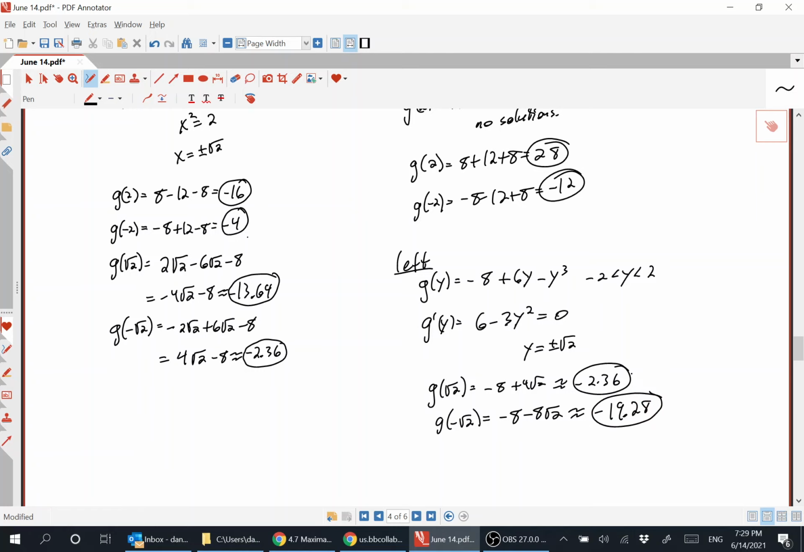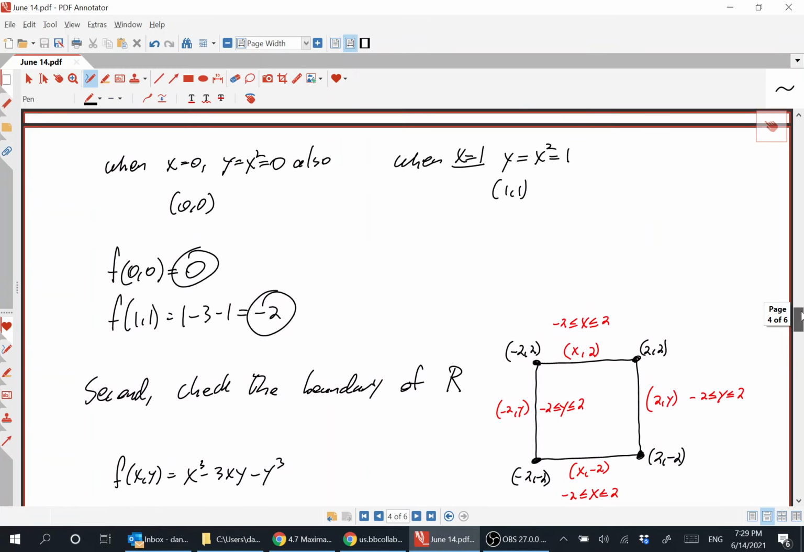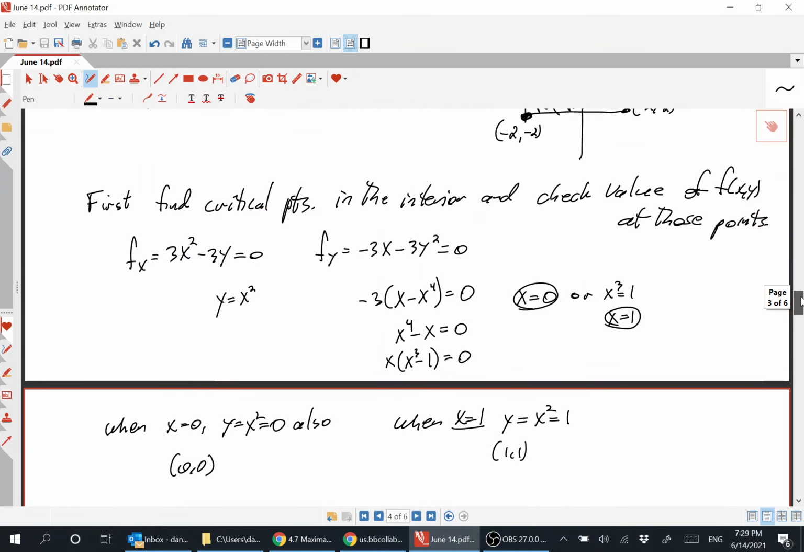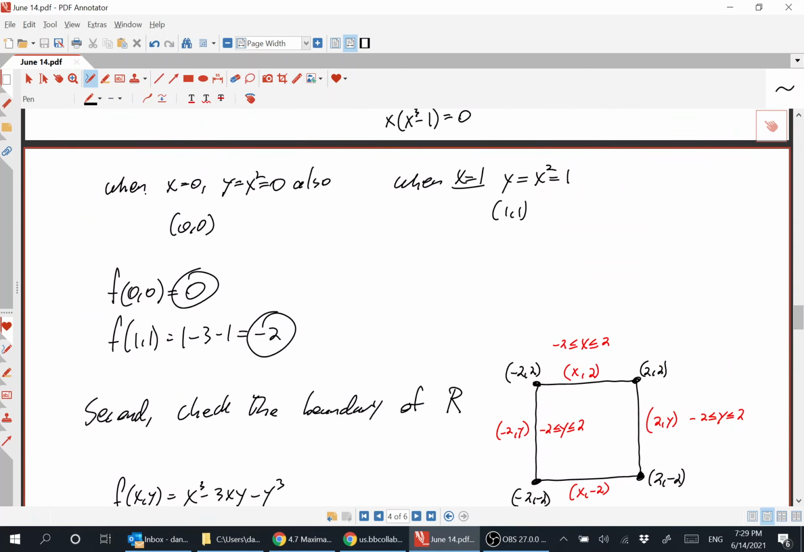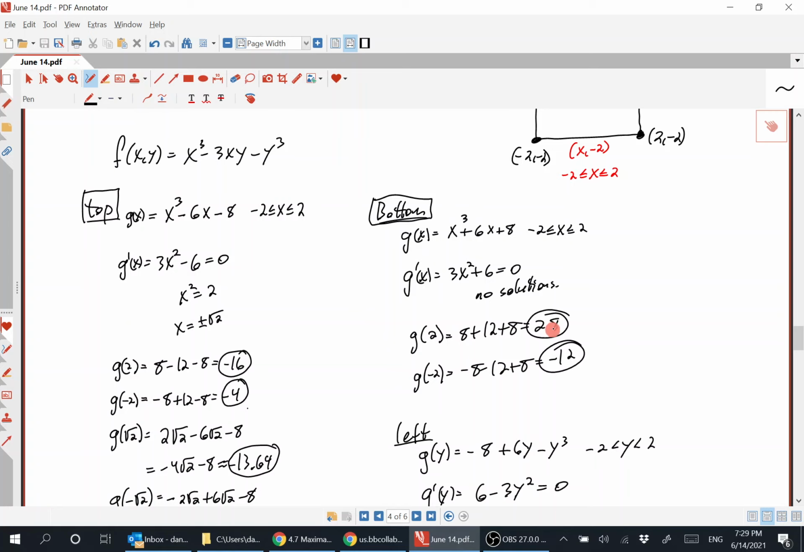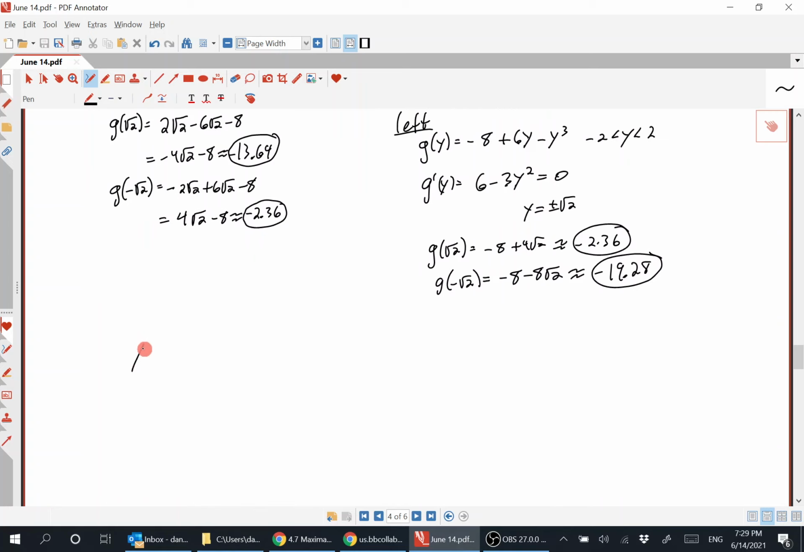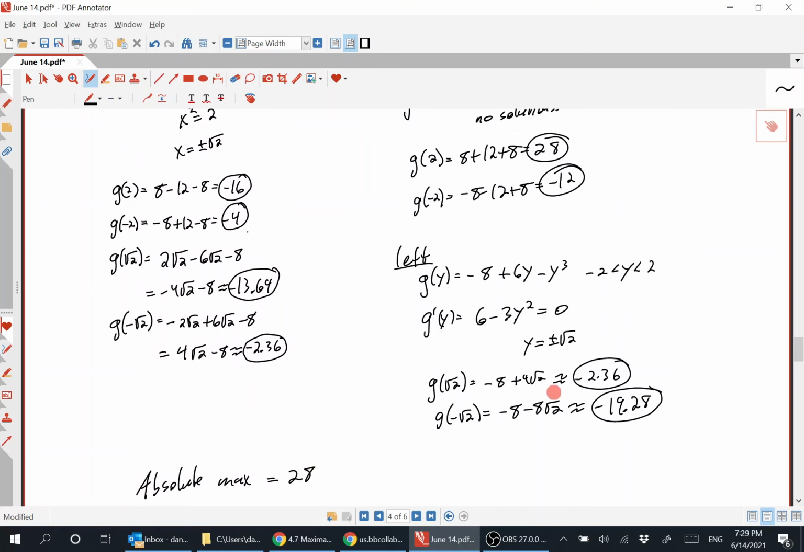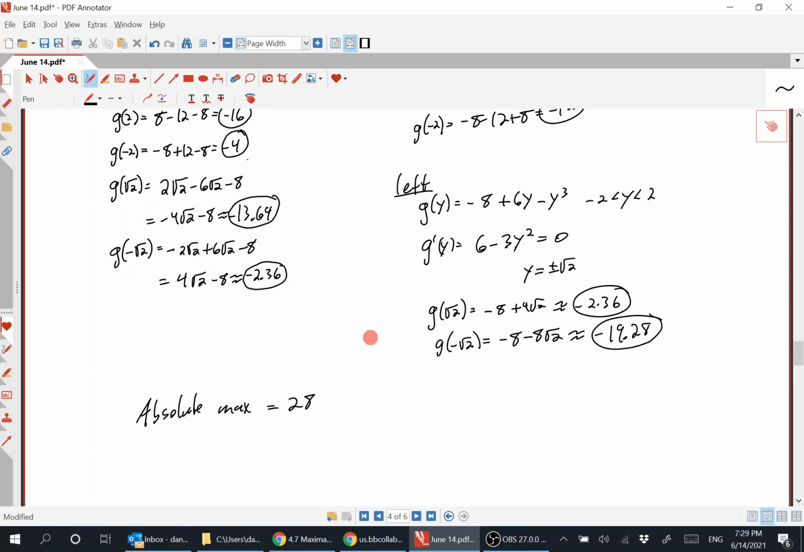So that's a long one. I mean, because the boundary of the region is a square with 4 sides. It'd be easier if we had a circle or triangle or something like that, something with just one component. Okay, so the max is 0. Maximum is 0. And the minimum, we had nothing bigger than 0. Oh no, 28. So the absolute max is 28. All right, and the absolute min is minus 19.28.